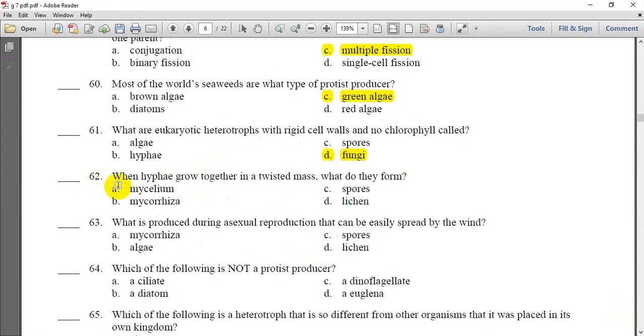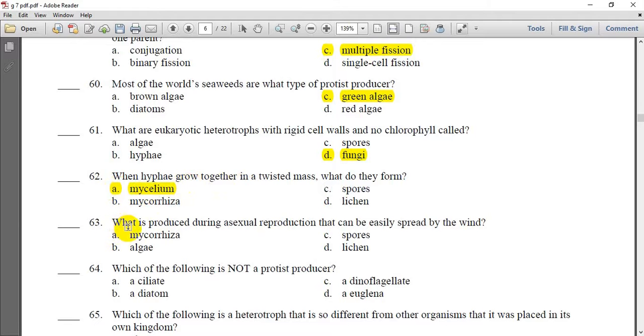Question 62. When hyphae grow together in a twisted mass, what do they form? Do you remember when we said before that hypha come together to make hyphae, and the hyphae together make mycelium. Mycelium is the part of the fungus that is underground.